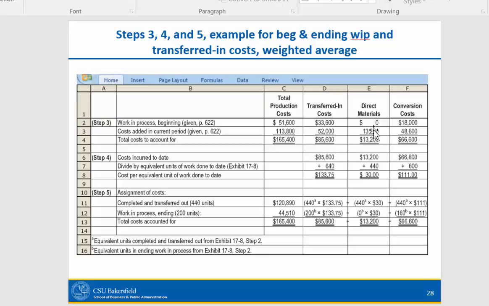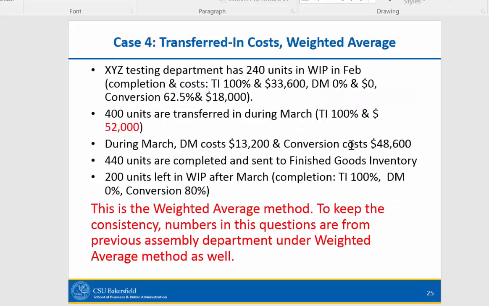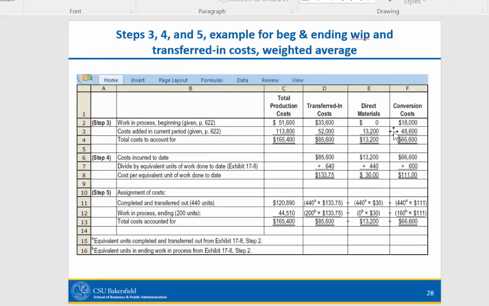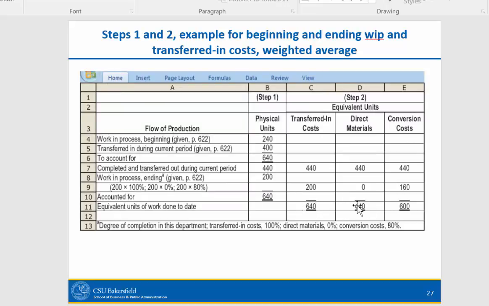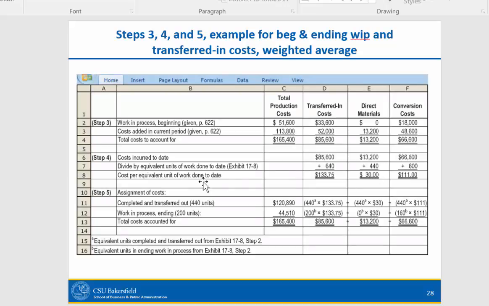So the testing department has applied 13,200. That's also a given number. If you go to the slide here, that's the cost applied. Okay, and also conversion cost 48,600. So you put all these numbers in those places, and you're gonna find a total cost to account for in each cost category. Then you pull out the step 2 right here with those number of equivalent units. Okay, put them here. Then you look at unit cost. So it's pretty easy calculation. I'm not going to read those numbers, but that's what you have.